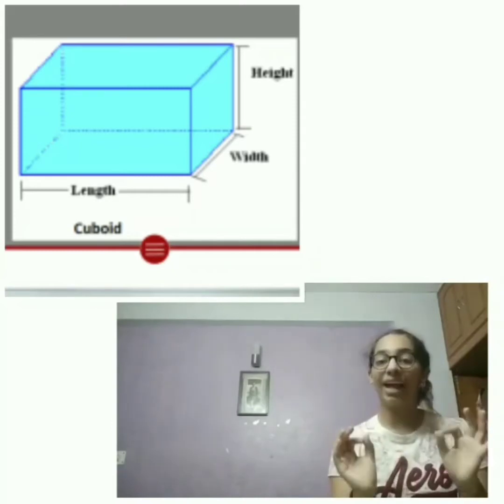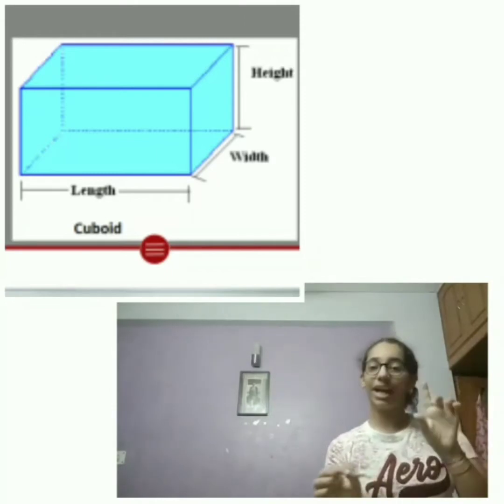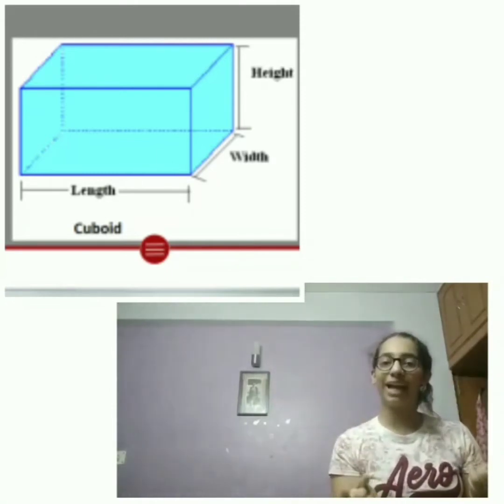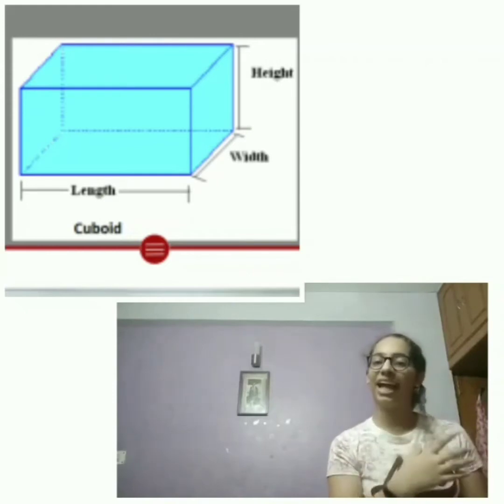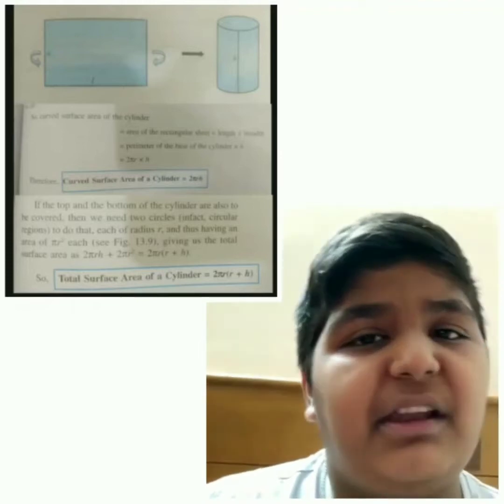So now the final formula of the CSA of a cuboid will be 2h, 2 into height, into inside brackets, length plus breadth, L plus B. Great. Now let's take a look at the cylinder.